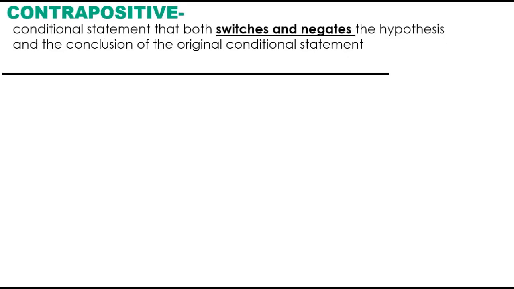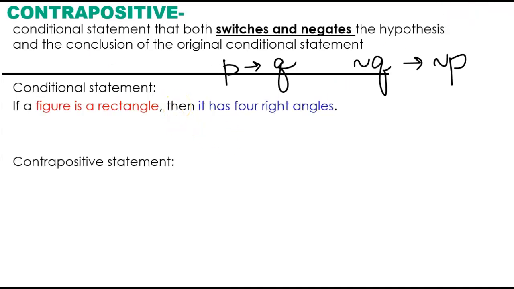Okay, the last one is contrapositive, and that's when we switch and negate, okay? Switch and negate, so remember our original conditional said if P then Q. So we're going to switch them, making it Q, P, and then we have to negate both of them. So our original conditional statement was, if a figure is a rectangle, then it has 4 right angles. So we're going to switch them and negate them.